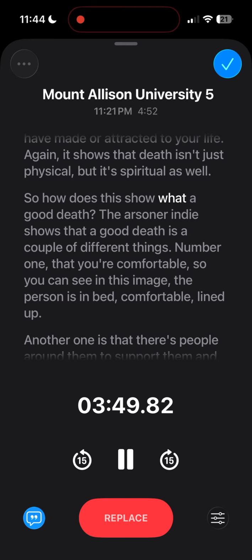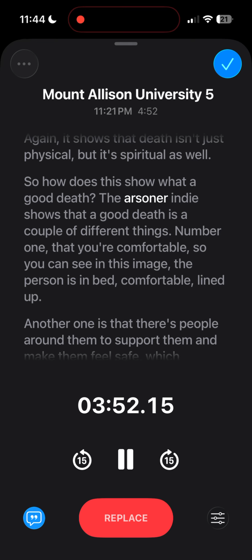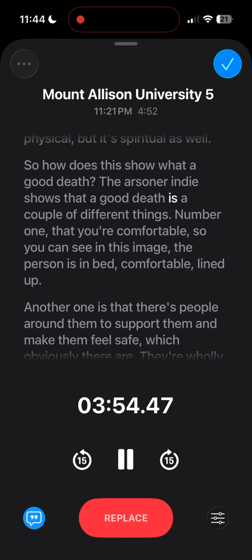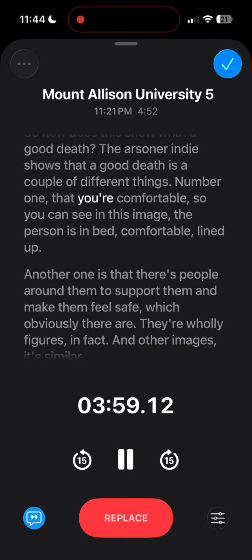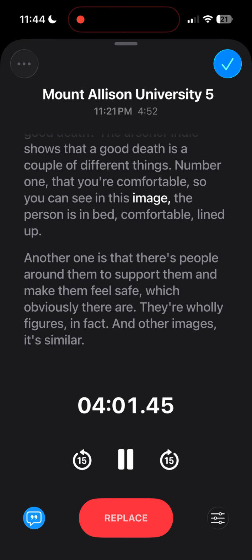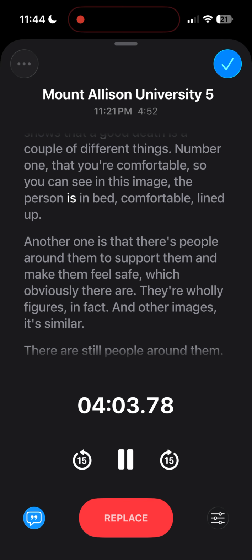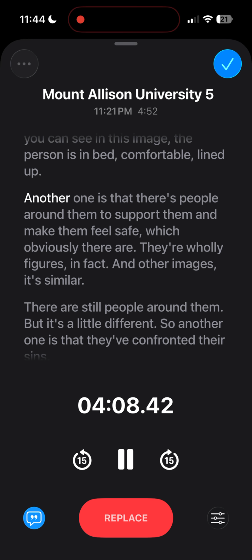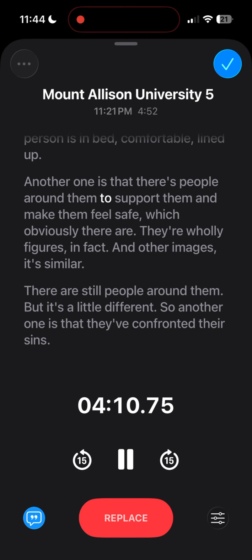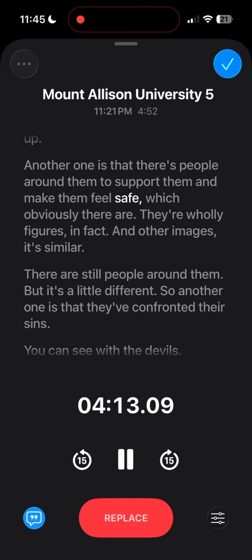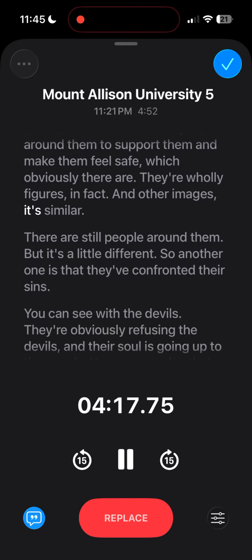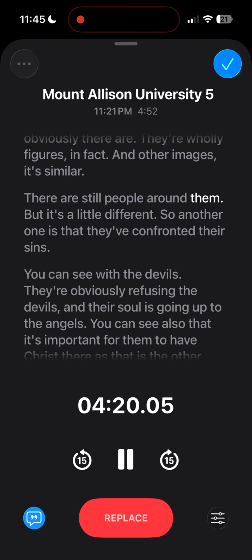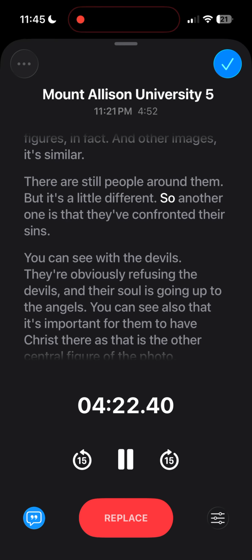So how does this show what a good death is? The Ars Moriendi shows that a good death is a couple of different things. Number one, that you're comfortable. So you can see in this image, the person is in bed, comfortable, lying up. Another one is that there's people around them to support them and make them feel safe, which obviously there are. They're holy figures, in fact. In other images, it's similar. There are still people around them, but it's a little different.